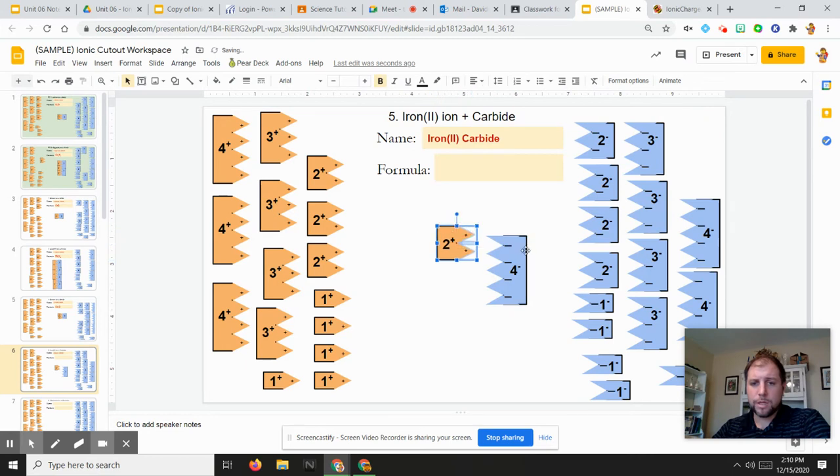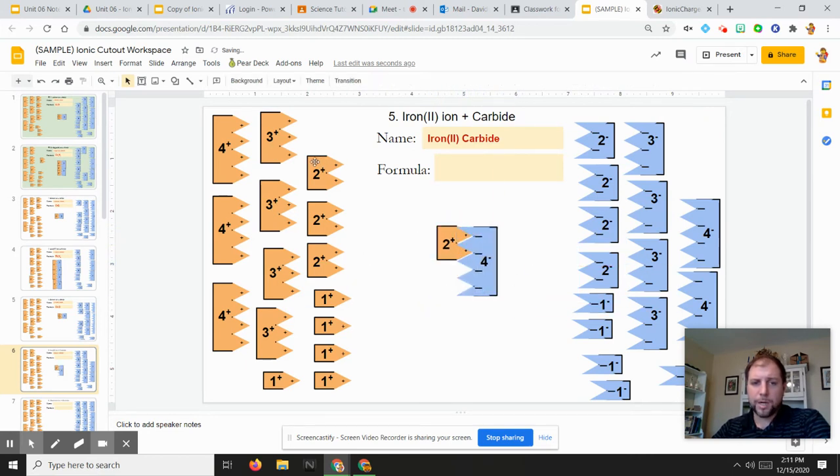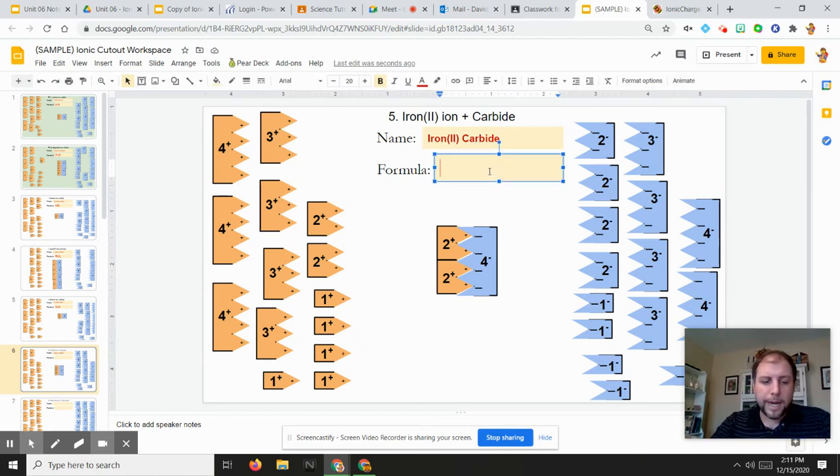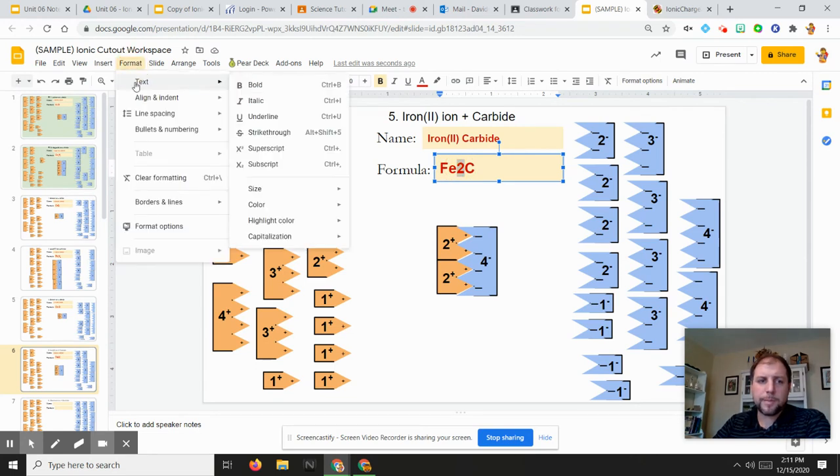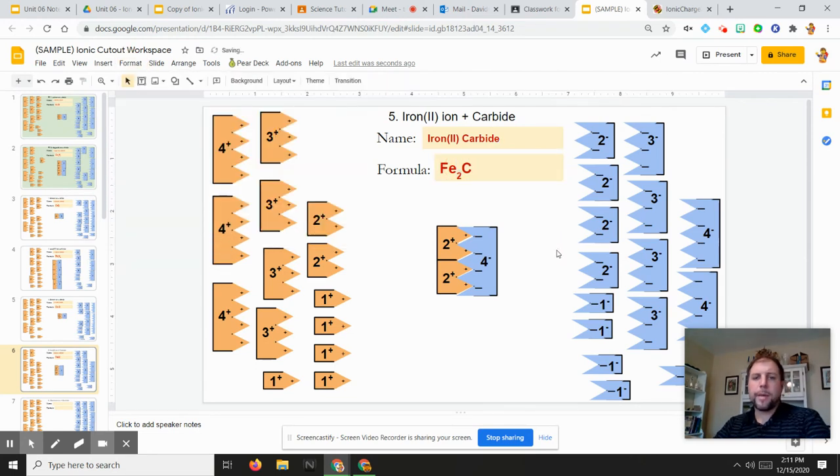All right, so once again, here we go. Going to combine these together. That's not enough, so I'm going to grab another 2 plus and put it down here. Bam, there we go. Charges cancel. The formula for iron 2 carbide is Fe2C1. Two irons, 1 carbon. I'm just going to format, text, subscript, bam. So that's the formula for iron 2 carbide. There we go, and so forth.